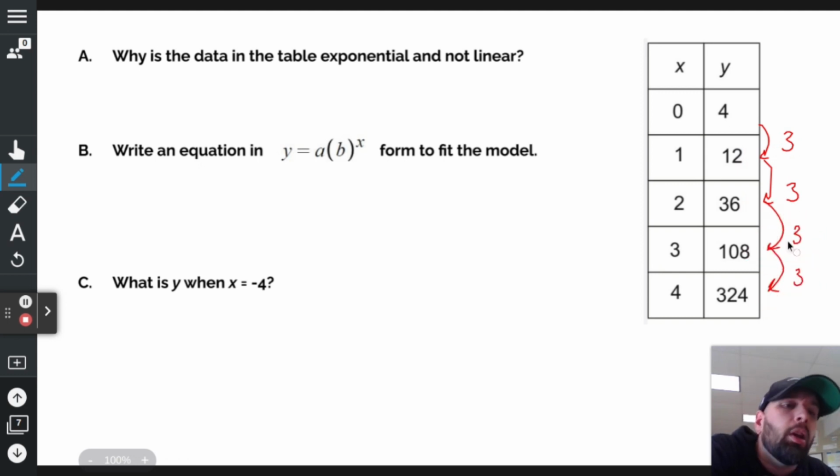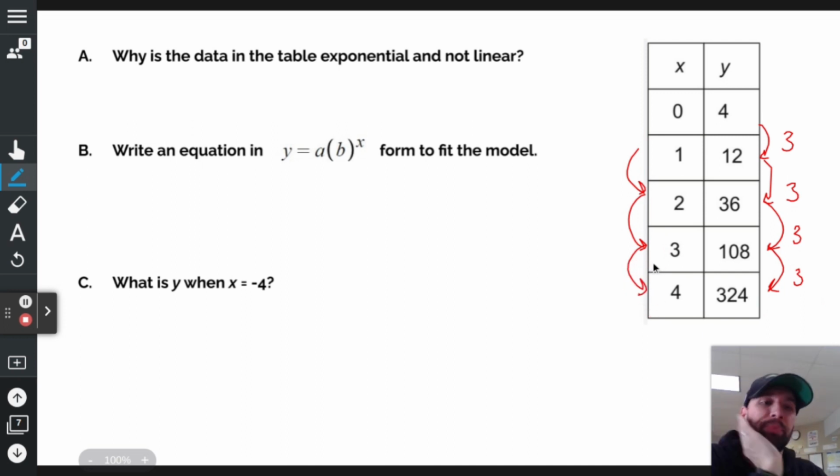Leave it at that. You multiply everything by 3. Okay, that is not going to change. So non-consecutive equal length interval input values. I think I nailed that. You times by 3 every time. So that's why it's exponential. Okay, you multiply by 3.